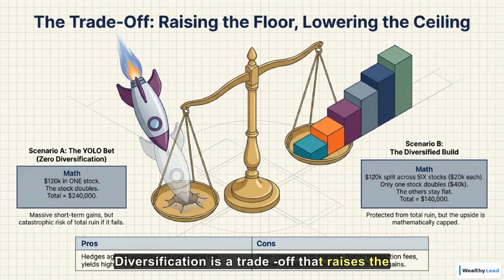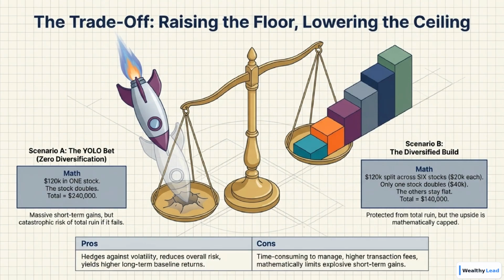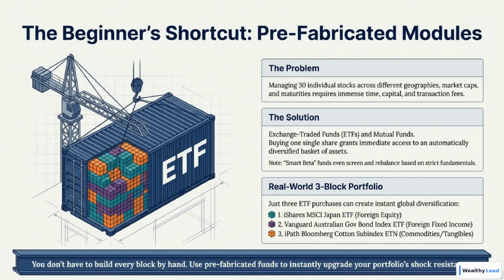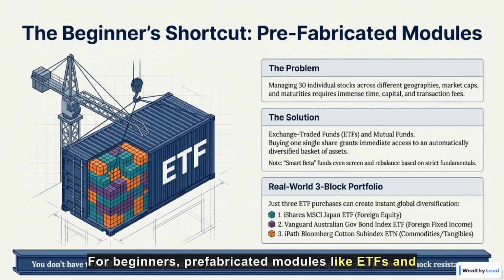Diversification is a trade-off that raises the floor and lowers the ceiling. While it protects against catastrophic loss and yields higher long-term baseline returns, it limits explosive short-term gains, which is why it's a good hedge. For beginners, prefabricated modules like ETFs and mutual funds offer a shortcut.